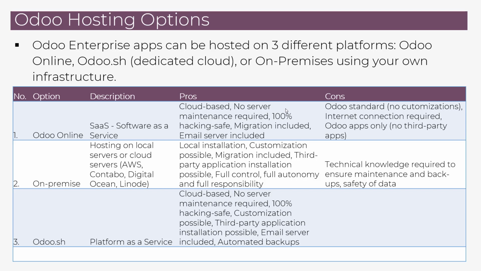and the safety of the data is upon you. Odoo.sh, which is the third hosting option, is a platform as a service. The pros are similar to the on-premise: it's cloud-based, no server maintenance required, 100% hacking safe, customization possible, third-party application installation possible, email server included, and automated backups. For now, other than the cost, there are no cons on Odoo.sh.